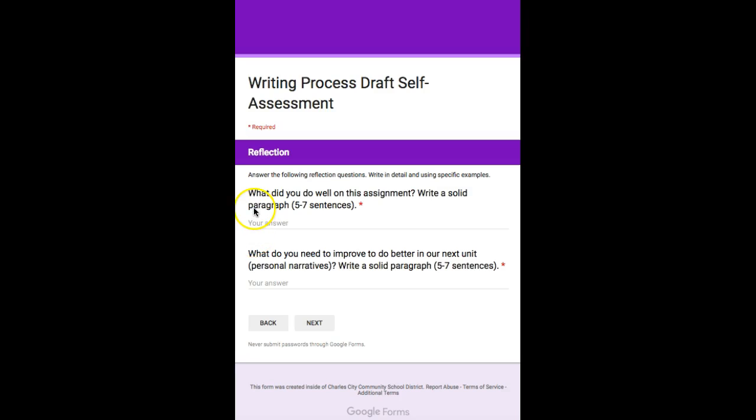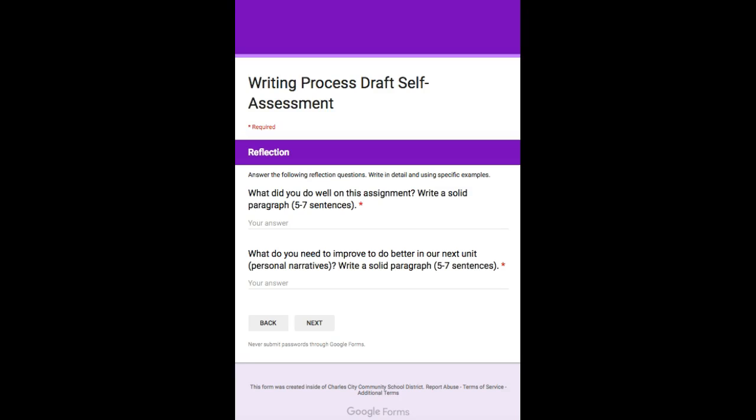On this page, I want you to write what you did well on the assignment. And then I also want you to write what you need to improve to do better in our next unit, which is the personal narrative unit. Not only is this important to me to help know where you are in your learning and your ability to reflect, but it should also be helpful to you to think, well, what did I do well?